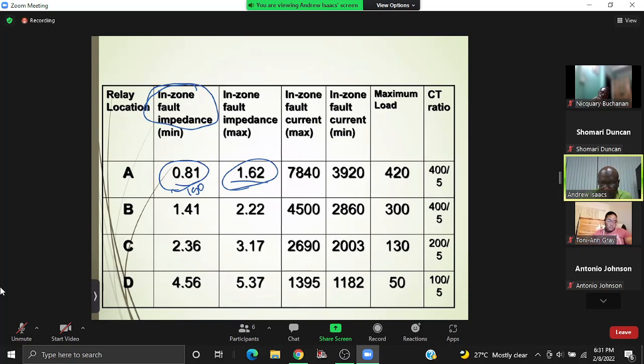So if we're now looking at the in-zone fault current, remember, we're still focusing on relay A. For the in-zone fault current, if we have the in-zone impedance, then the in-zone fault current would be the voltage, which is 11 over root 3, divided by the 0.81. And that gives us our 7840, which therefore gives us our 3920 for minimum. So the maximum would correspond to the minimum impedance.